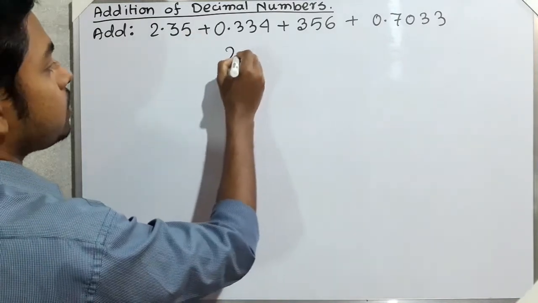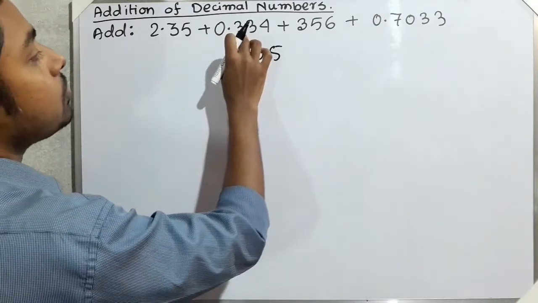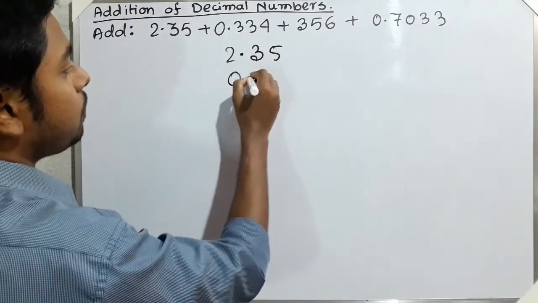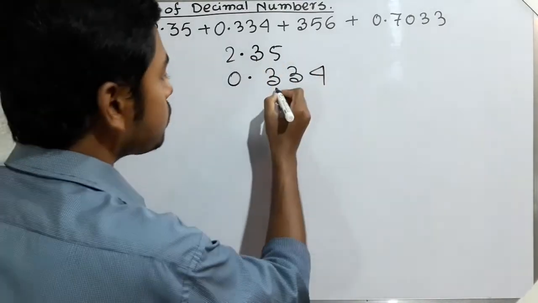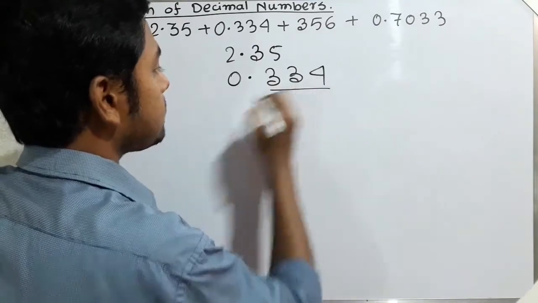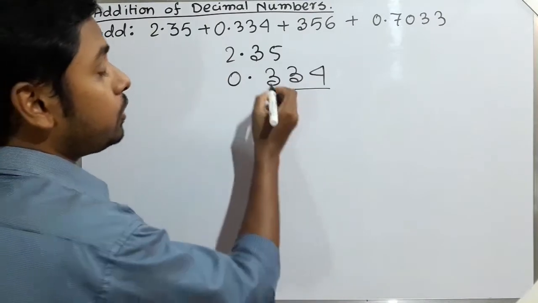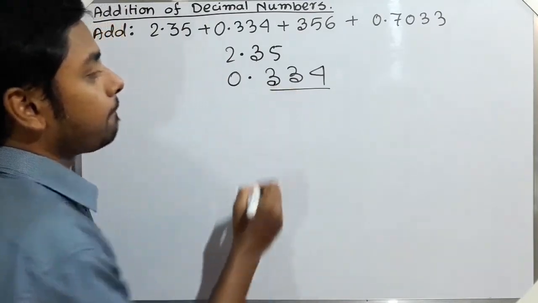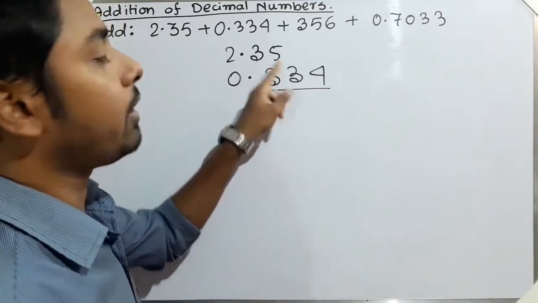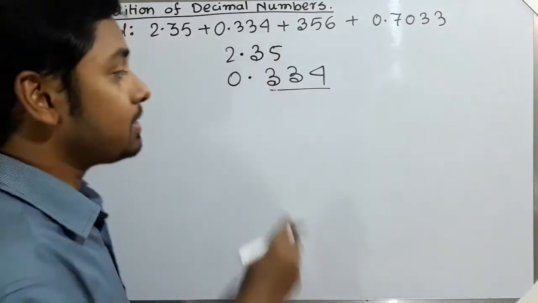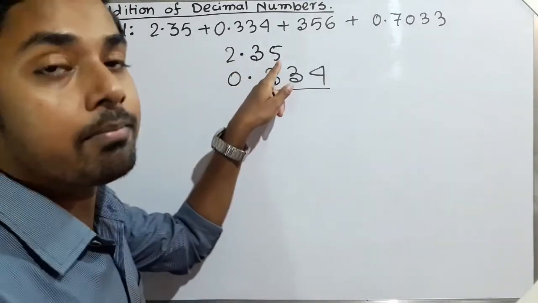First one is 2.35. Second one is 0.334. Some students write it like this, 0.334. Now I am telling you, this 3 is at the position of which digit, 3 or 5? Can you tell? That means, will this 3 be below this 3 or below 5?